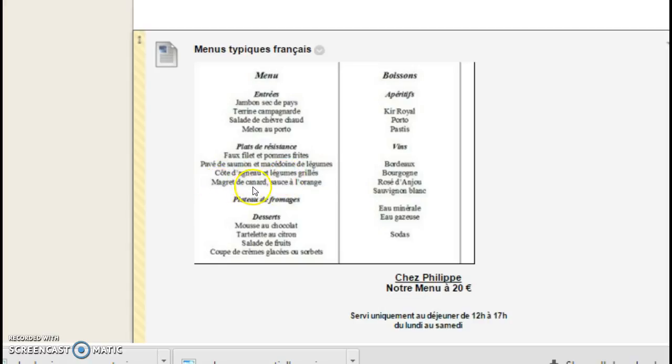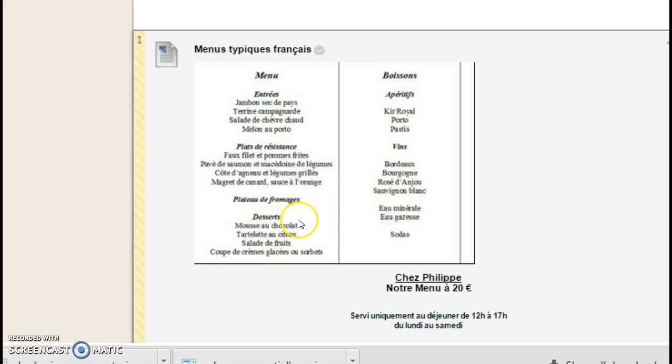Magret de canard. So canard, do you remember, is duck, and magret is the white. Okay, what we call the white from the fillet from the chicken. It's the same part for the duck. Sauce à l'orange. Okay, so sauce à l'orange with the orange sauce. Plateau de fromage. Okay, a platter of cheese.